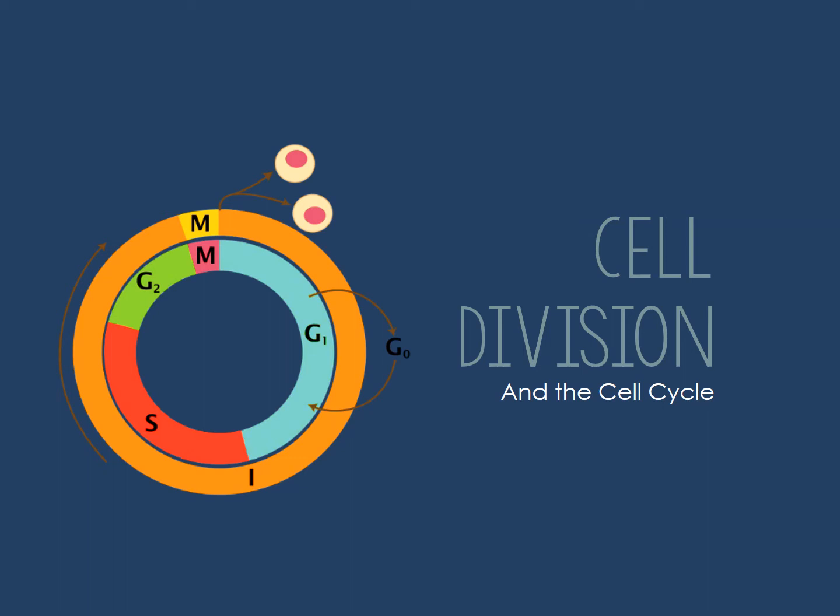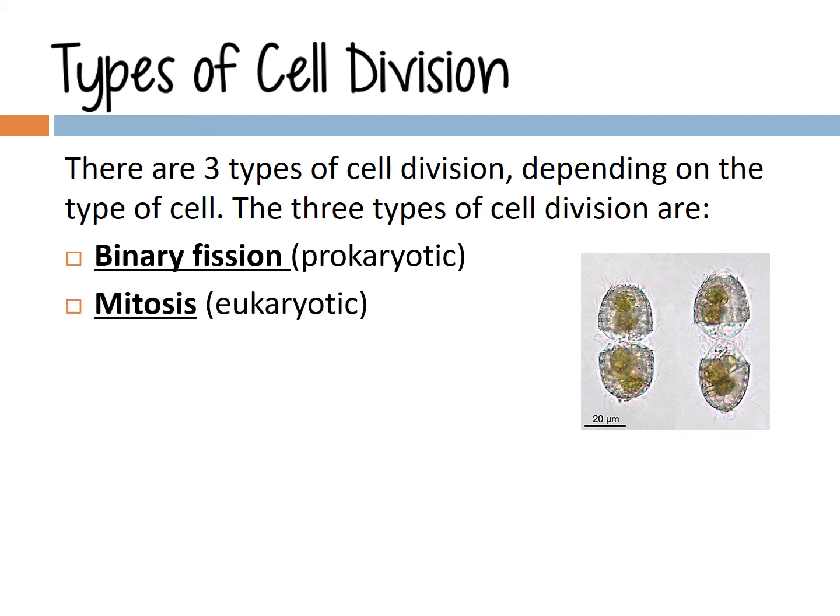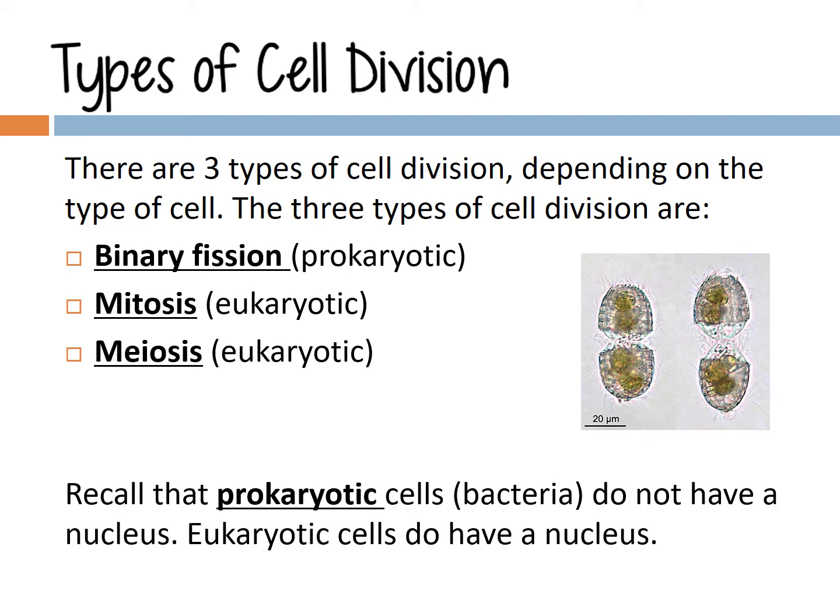Okay, so we're going to talk about cell division and the cell cycle. There are three types of cell division depending on which type of cell you are. One is binary fission, and that occurs in prokaryotic cells. Another is mitosis, and that occurs in eukaryotic cells. And the other one is meiosis, and that also occurs in eukaryotic cells. So you need to recall that prokaryotic cells, like bacteria, do not have a nucleus, and eukaryotic cells do.